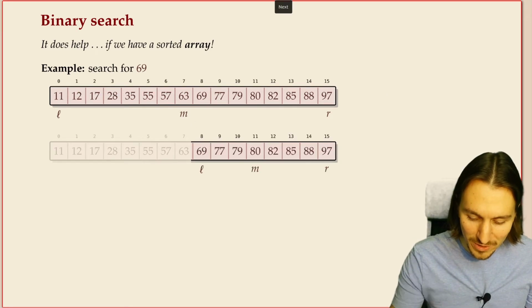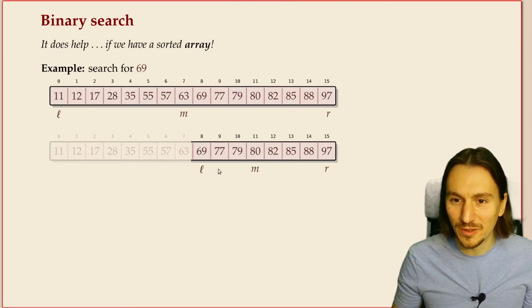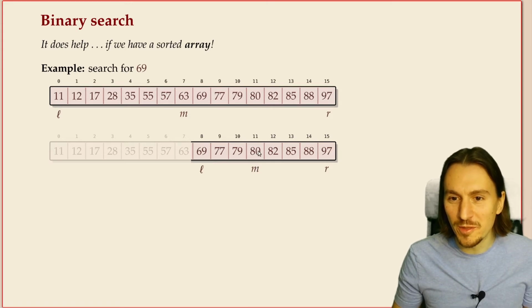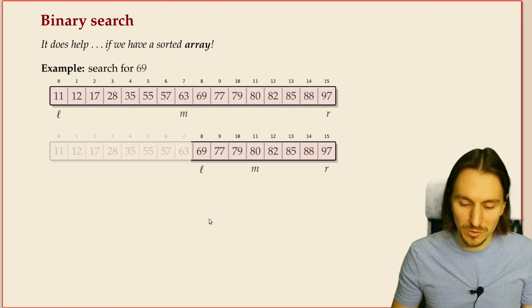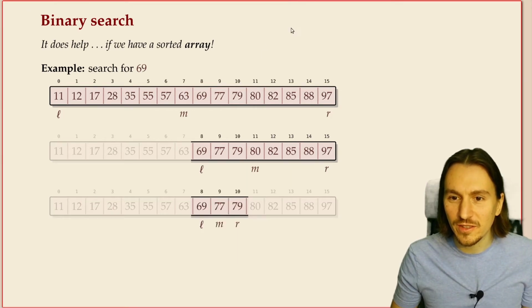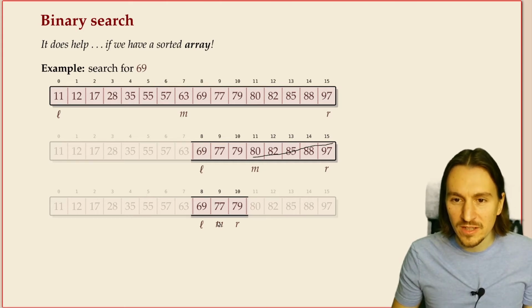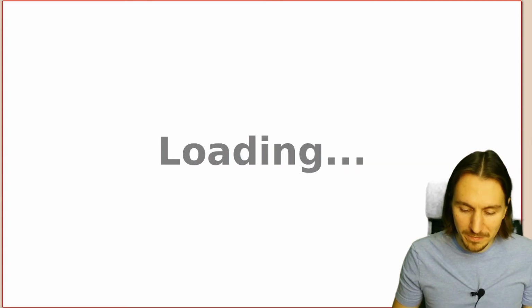So we do this, and then the range that we still have to look at shrinks like this. We do the same thing again. We compute the middle. We compare the middle, 80, with the element we're looking for. And obviously 80 is too big, so we can exclude all this part as well. And we're left with this smaller window. Now we do it one more time.